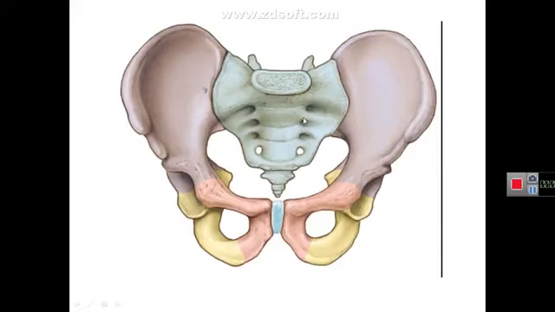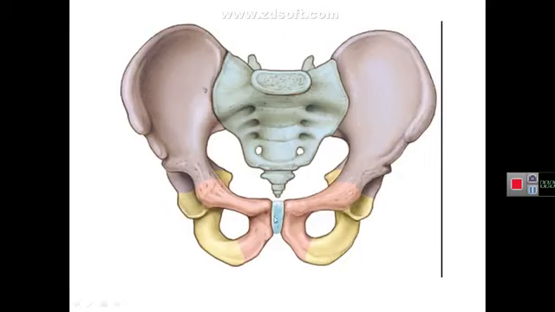The bony pelvis is formed by four bones that are united by four joints. The four bones are the sacrum and coccyx posteriorly, and the right and left hip bones on the sides. These four bones are united by four joints to form the bony pelvis.